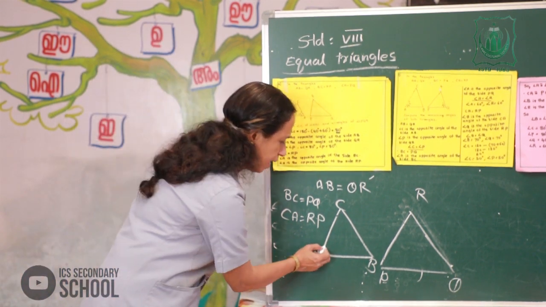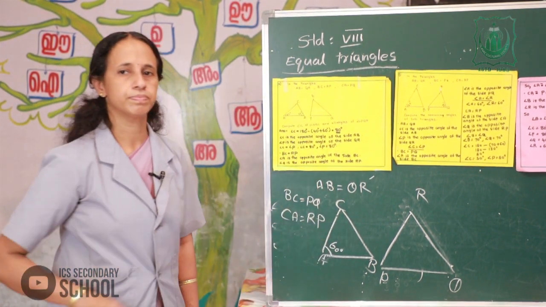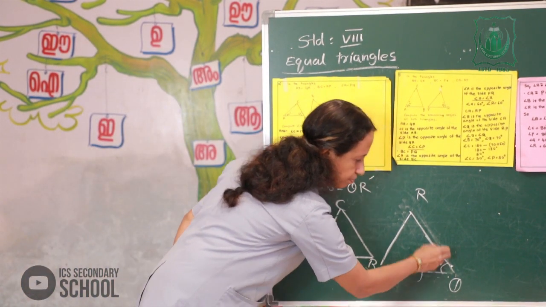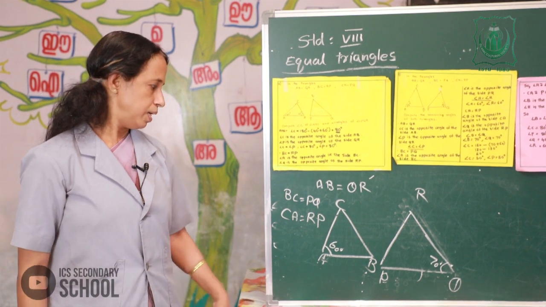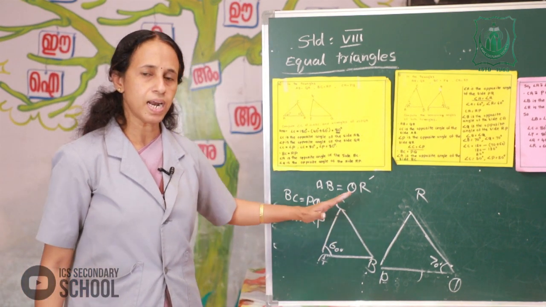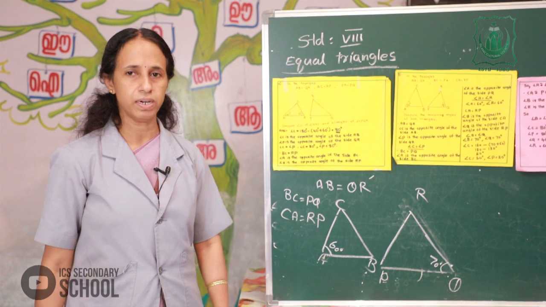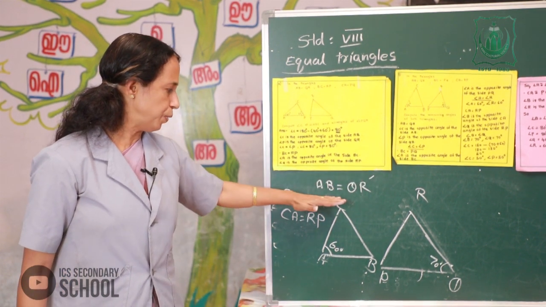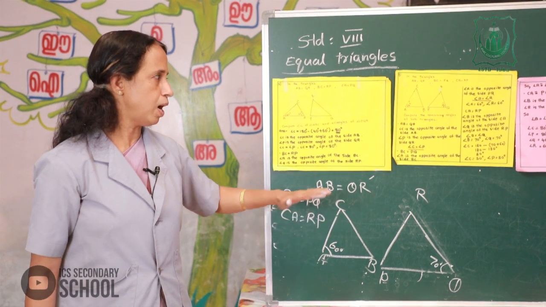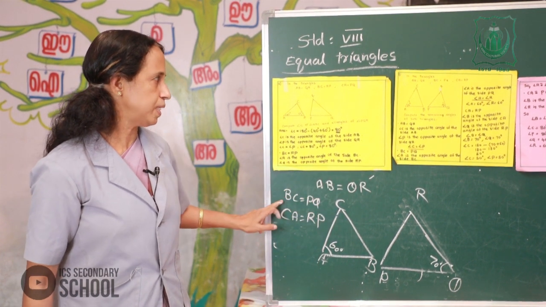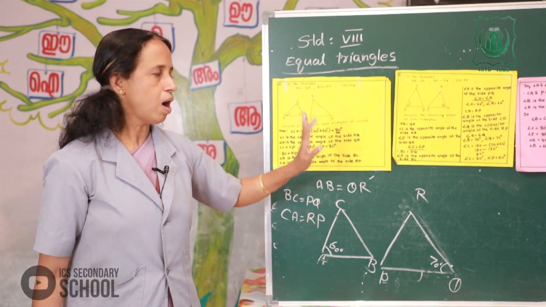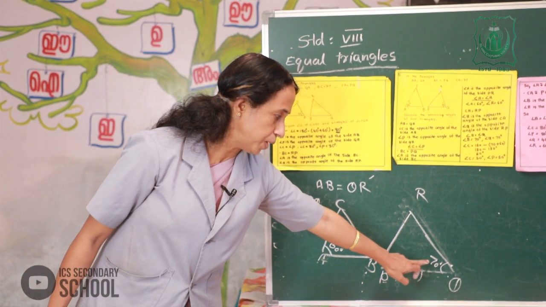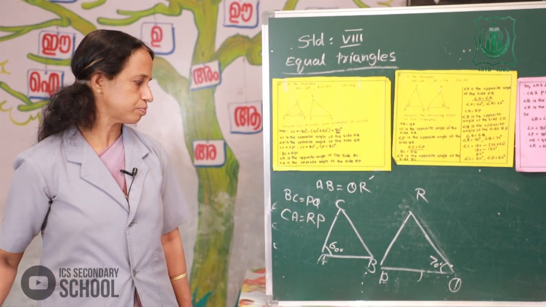Here, angle A equal to 60 degree. Angle Q equal to 70 degree. Here two triangles are given, triangle ABC and triangle PQR. AB equal to QR, BC equal to PQ, CA equal to RP. Angle A equal to 60 degree and angle Q equal to 70 degree.